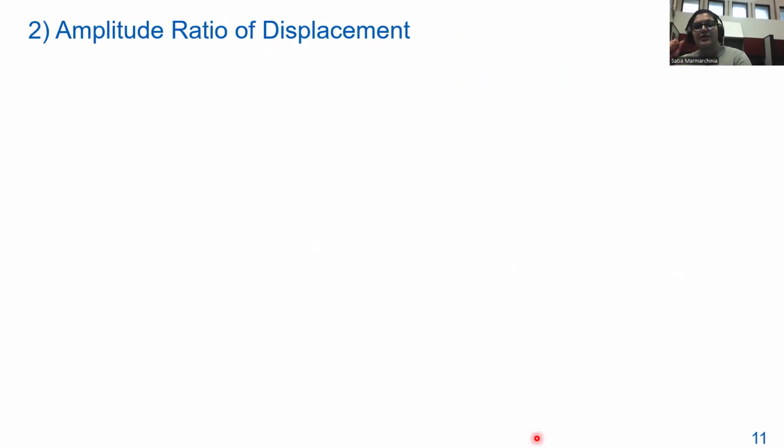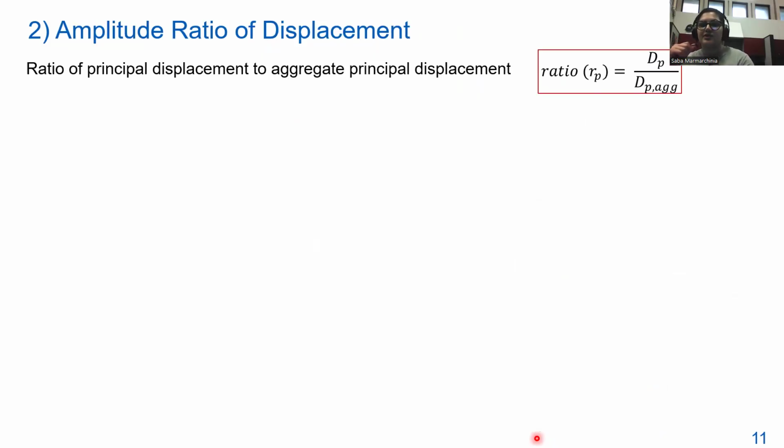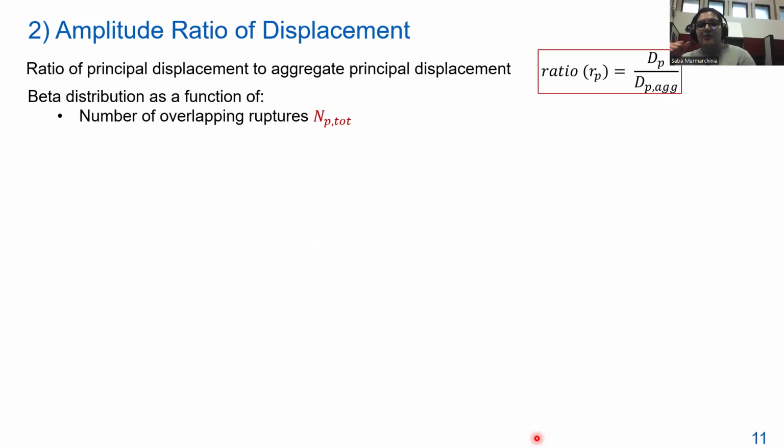The second component is the amplitude ratio of the displacement, which is the individual principal displacement divided by the aggregate displacement. Because the ratio is between 0 and 1, we used a beta distribution. As the number of overlapping ruptures increases, the aggregate displacement would be divided among more ruptures. To account for this effect, we constrain the mean of the distribution to be equal to 1 over the number of overlapping ruptures.